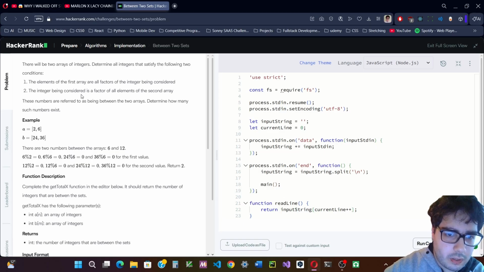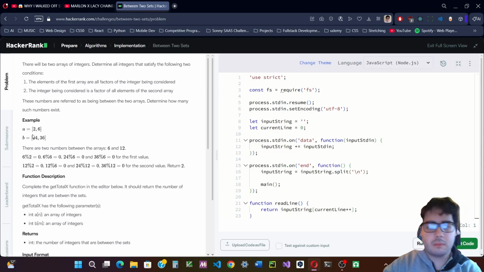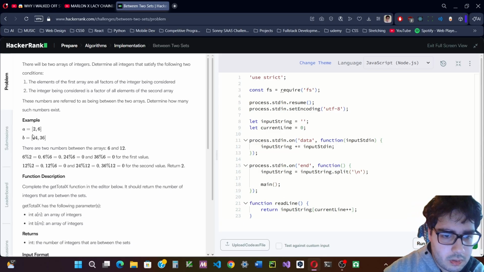The elements of the first array are all factors of the integer being considered. The integer being considered is a factor of all elements of the second array. There are two numbers between the arrays, 6 and 12. For the first array, 2 and 6, and for the second array, 24 and 36. Return 2.